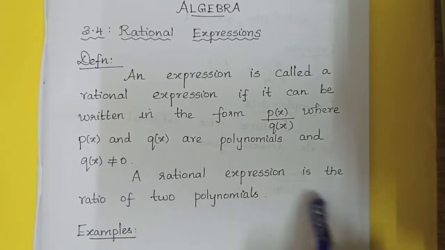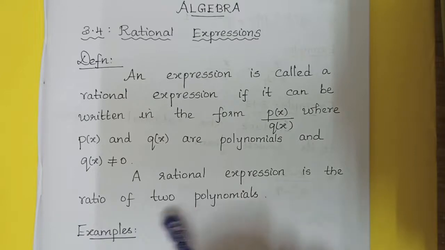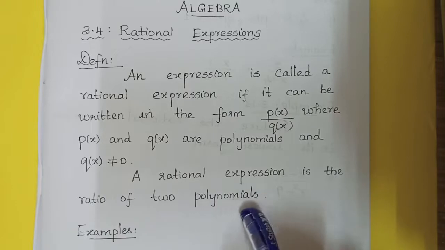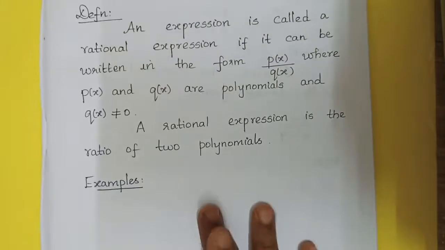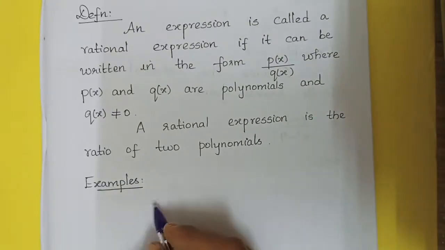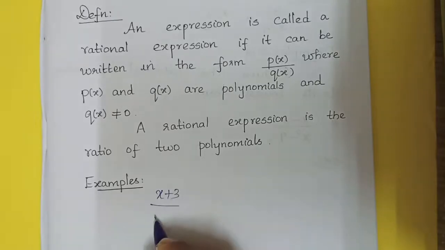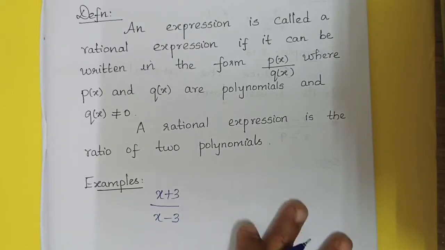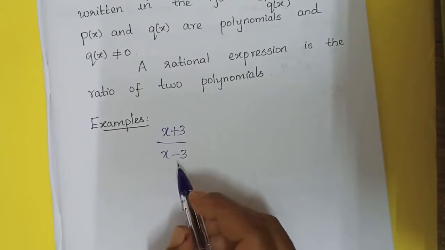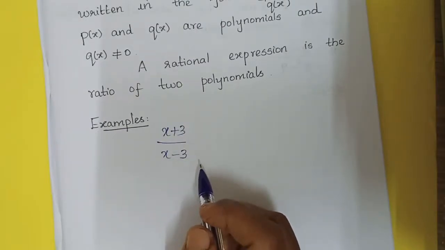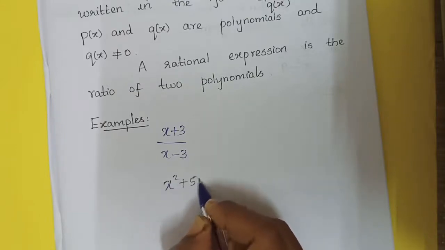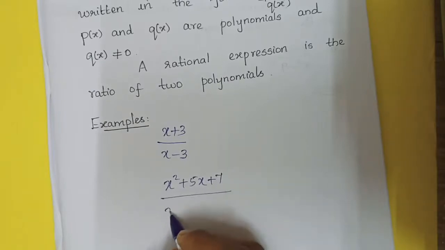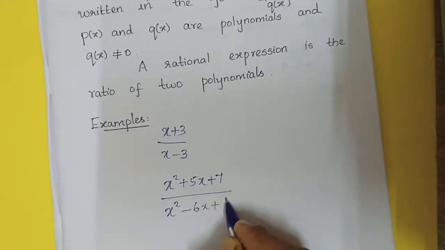A rational expression is the ratio of two polynomials. Ratio means a by b form. That means a is to b in fractional form. How can we write? a/b. So listen, some examples of rational expressions. One expression, can you say? (x + 3)/(x − 3). This is one example. Then one more example. This is a linear polynomial, no? So in quadratic polynomial, shall we write one example? (x² + 5x + 7)/(x² − 6x + 6).